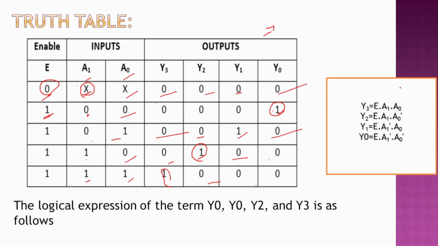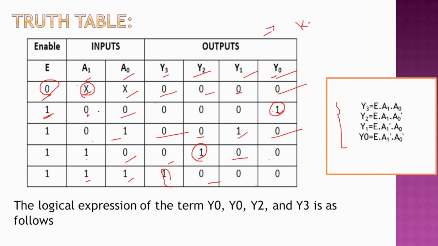You need to derive this equation with the help of the K map. With the help of the K map, you need to find the equation for y3, y2, y1 and y0. So it is very easy. When y0 is equal to 1, right?